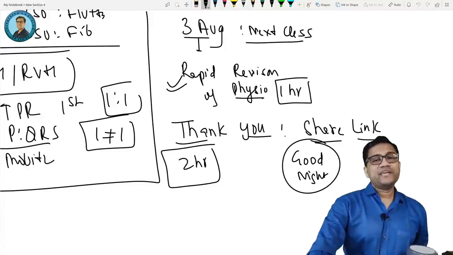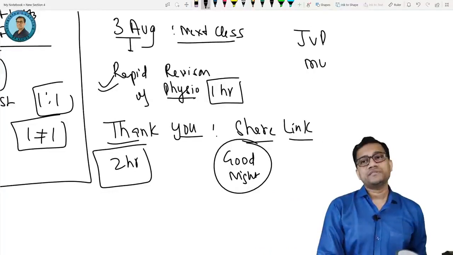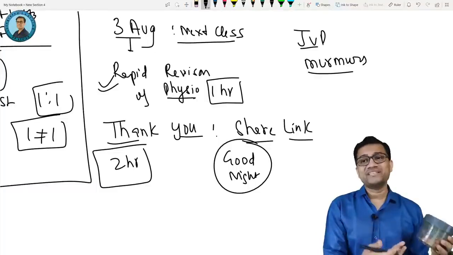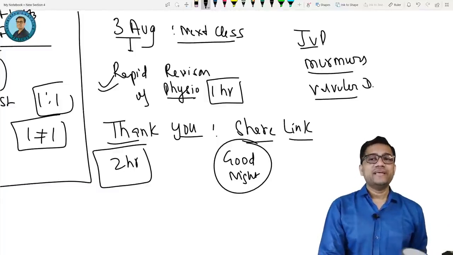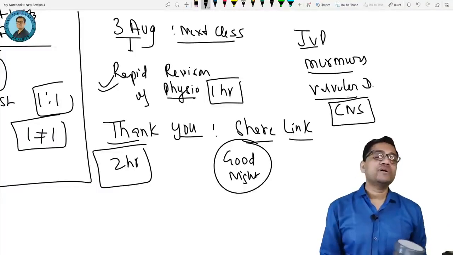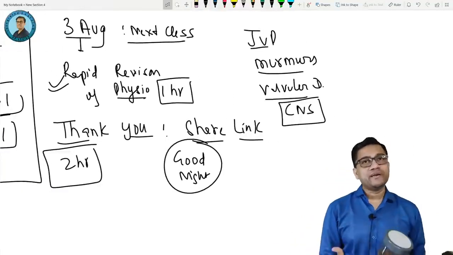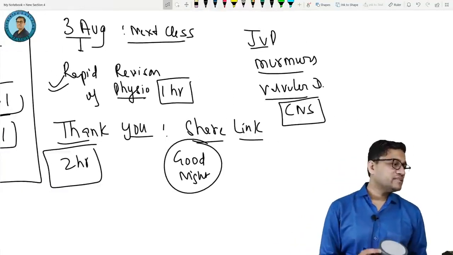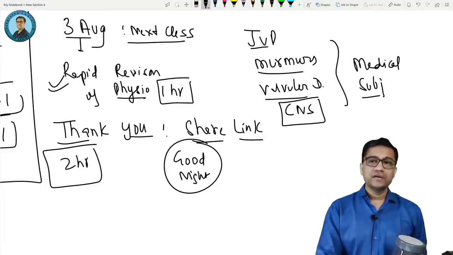We'll be taking basically topic wise. Like we'll be taking JVP, murmurs, conditions like valvular disorders. Then in the CNS we'll be taking the motor disorders, Parkinson, the ataxias. We'll be doing it in an integrated manner so that we are able to cover lots of medicine also. So basically medical subjects related to physio, patho, pharma, all. Clear?